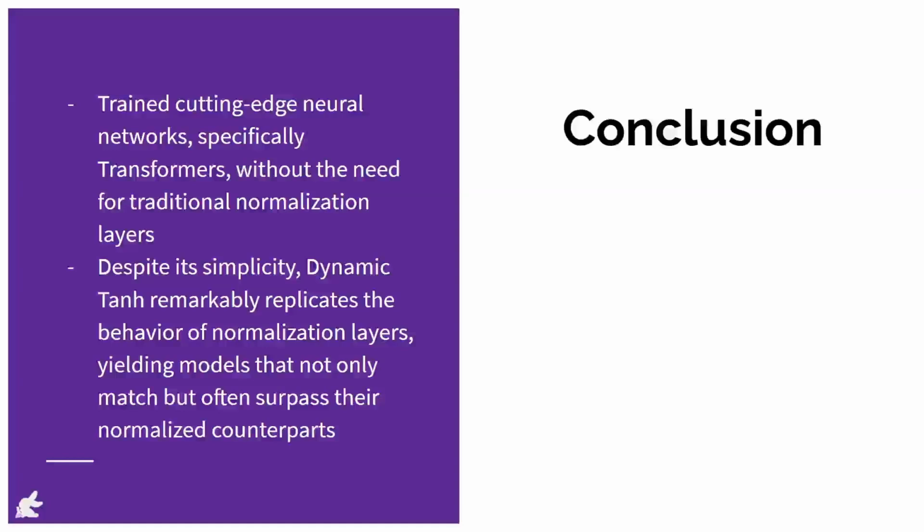Our findings fundamentally challenge the long-held assumption that normalization layers are indispensable for training modern neural networks. Furthermore, this study sheds new light on the inner workings of normalization layers, a fundamental building block in deep neural networks, and paves the way for further exploration of their mechanisms.